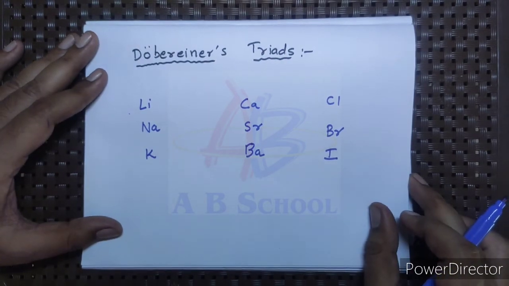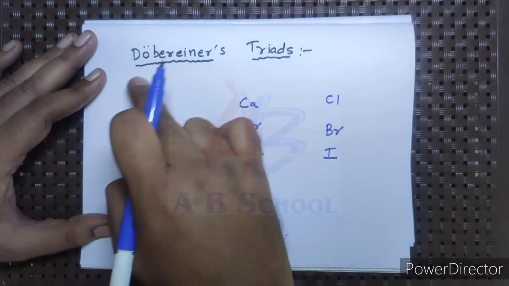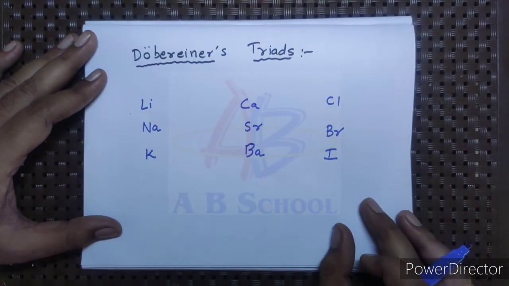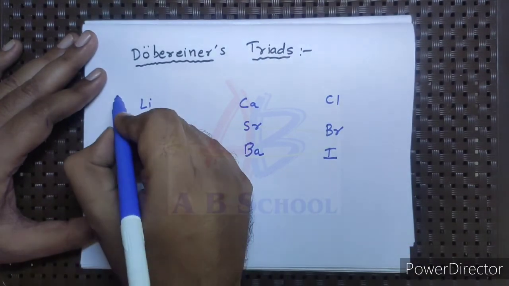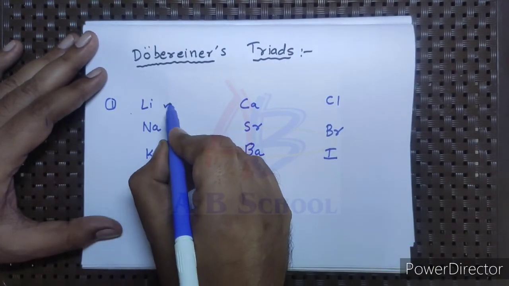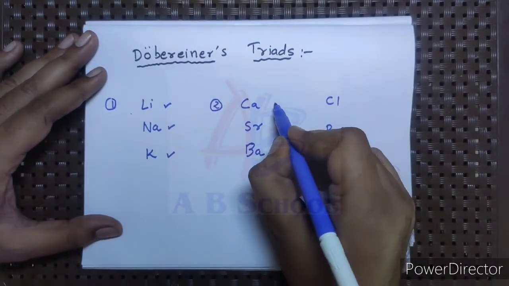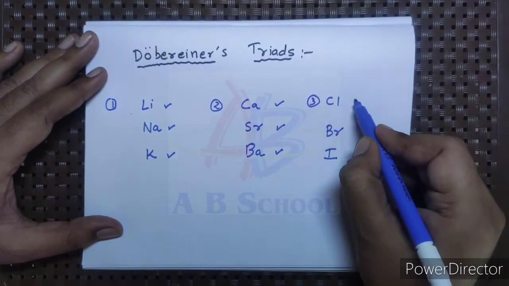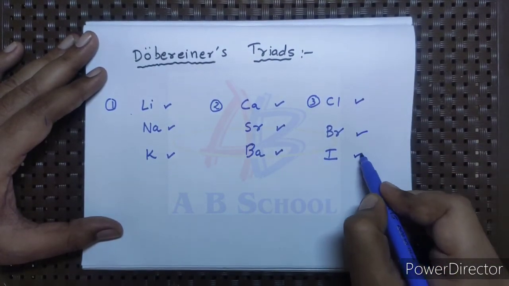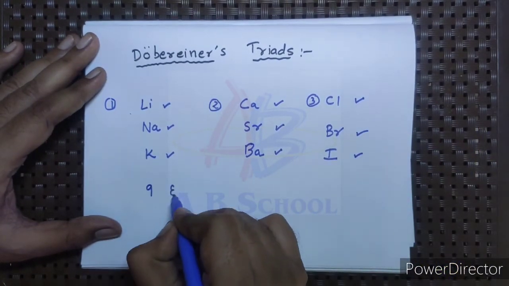As we have checked, Döbereiner could represent three triads. That is, only 9 elements out of all the elements known in his times, he could classify only 9 elements. The first triad is lithium, sodium, potassium. The second triad is calcium, strontium and barium. The third triad is chlorine, bromine and iodine.